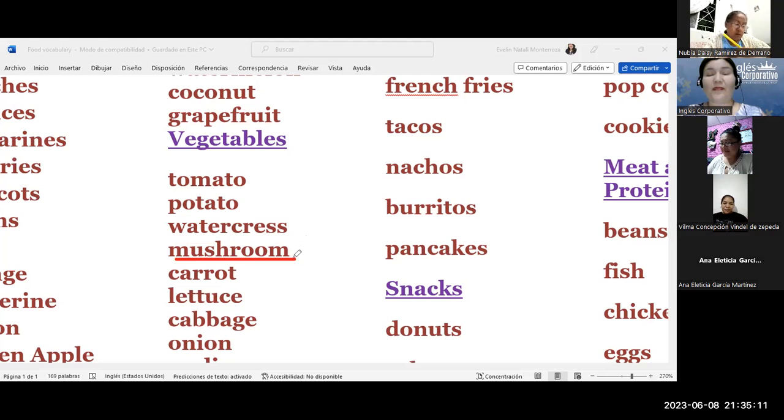The mushroom. Obligada, no quiero comerlo. Oh, okay. Yeah, because you don't eat avocado, you see. The mushroom is the one that's kind of like this. Champignon. Mushroom. Carrot is zanahoria, right? Lettuce, lechuga. Cabbage.